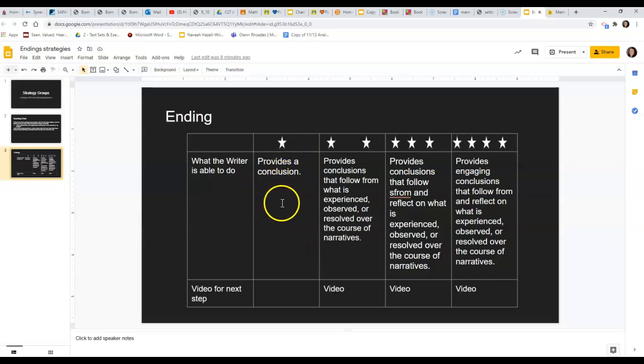Everybody probably has a 1-star for endings because I told you to go back and end your memoir yesterday. However, 2-star, 3-star, 4-star, 5-star. What do you want? So we're going to start with our 2-star today. This is when you're going to provide a conclusion that comes from what is experienced in your memoir, what you've observed in your memoir, or maybe what you've resolved over the course of the narrative.